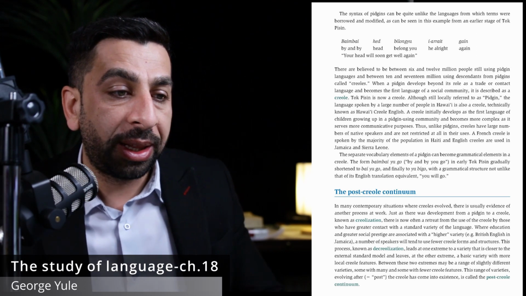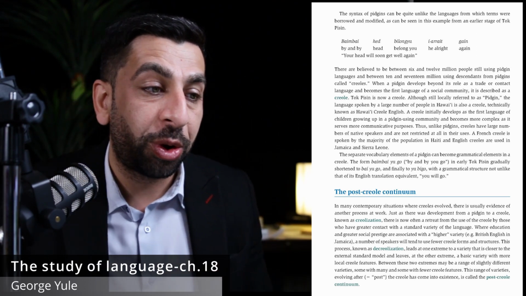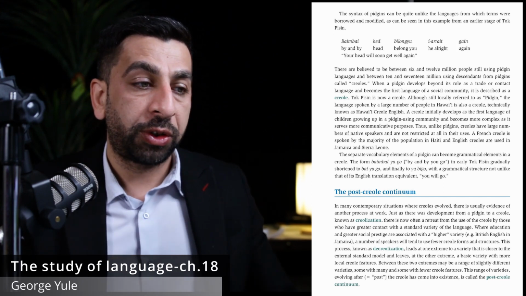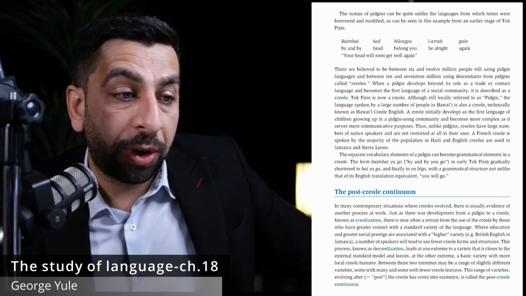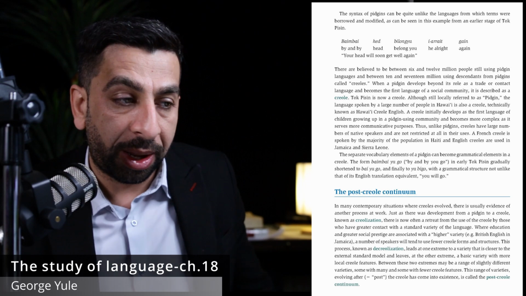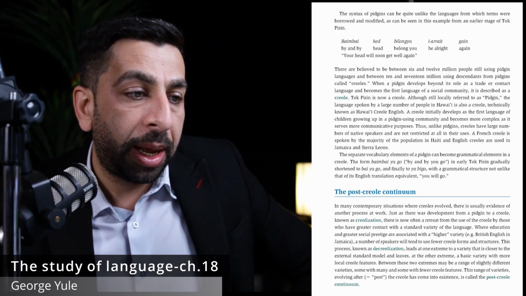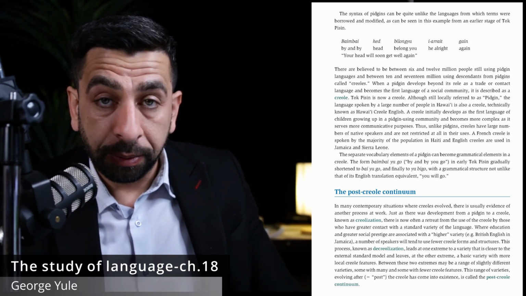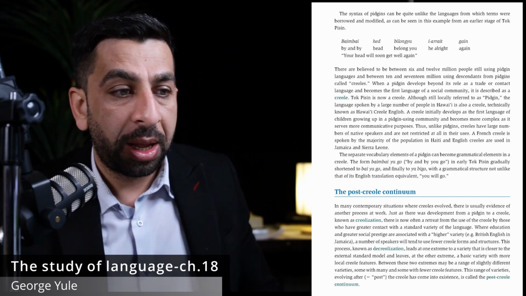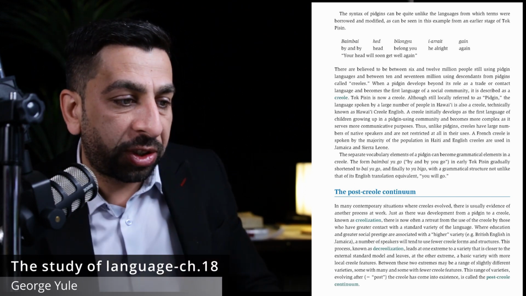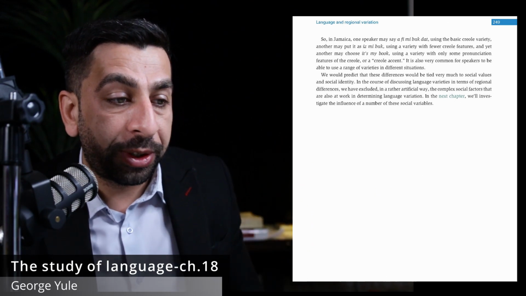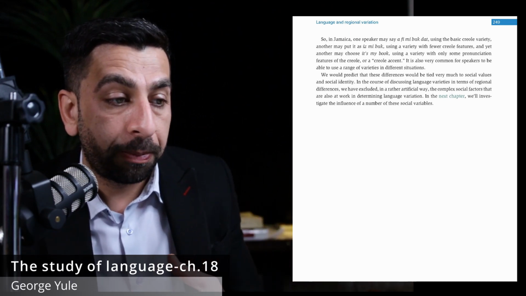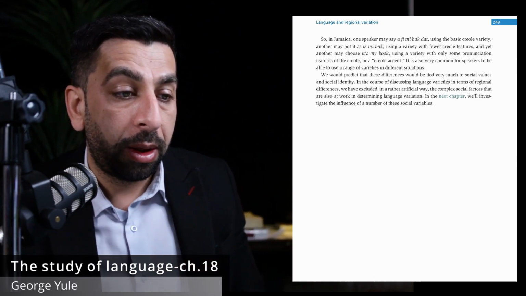This leads at one extreme to a variety that is closer to the external standard model, and at the other extreme, a basic variety with more local Creole features. Between these two extremes may be a range of slightly different varieties. أكو طبعا تفاوتات أخرى with some, many, and fewer Creole features. This range of varieties is what we call the post-Creole continuum اللي هو ما بعد الكريول. So in Jamaica, one speaker may say a fi mi book using the basic Creole variety, and another may put it as is me book using a variety with fewer Creole features.